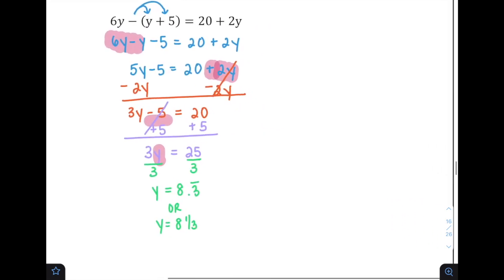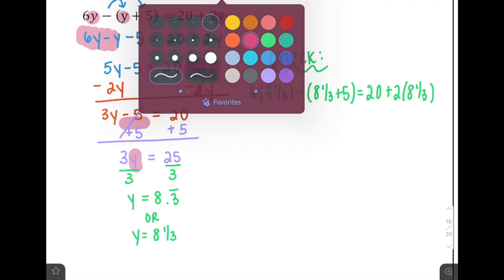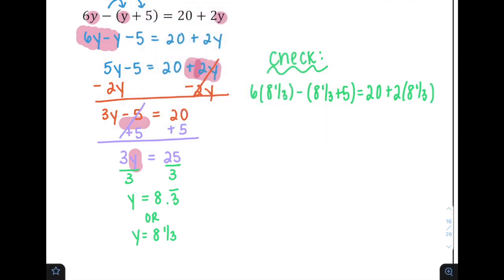So again, if we check our answer, we're substituting 8 1/3 everywhere we see y. So every place that we see y, we're substituting that in. So we are going to get 6 times 8 1/3 minus 8 1/3 plus 5 equals 20 plus 2 times 8 1/3. So continuing to simplify, 6 times 8 1/3, you're going to get 50 minus 13 1/3 equals 20 plus 16 2/3.